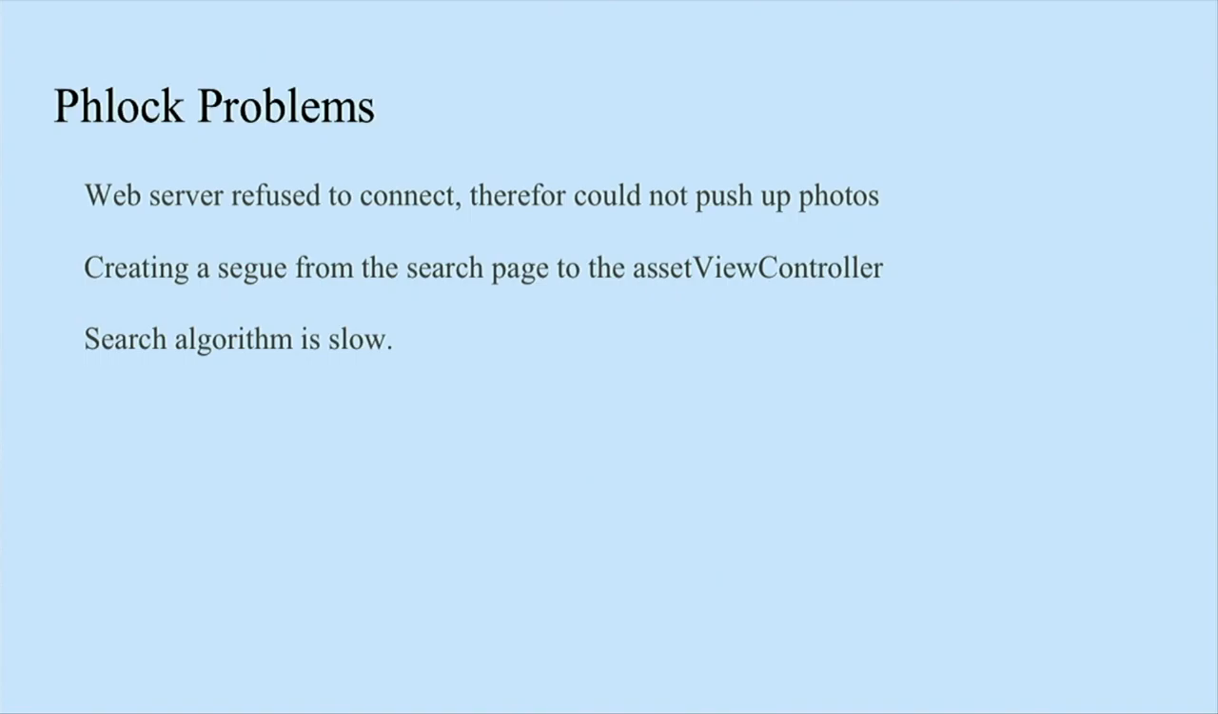Some other problems we had: we wanted to create a segue from the search page to the view controller. So when you search for a photo and click on it, it would pull that photo up so you can see it full size. That's another problem we had. And our third problem was that our search algorithm is really slow. In the future, we'd want to update it so it'd be quite a bit faster, but we just got a simple one with the time constraints.